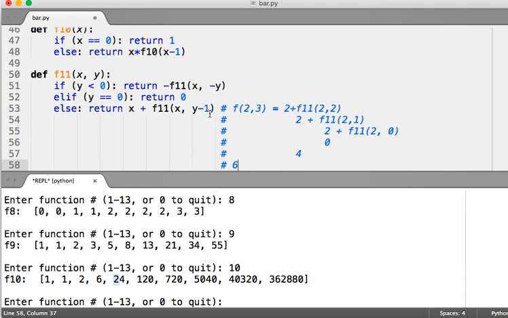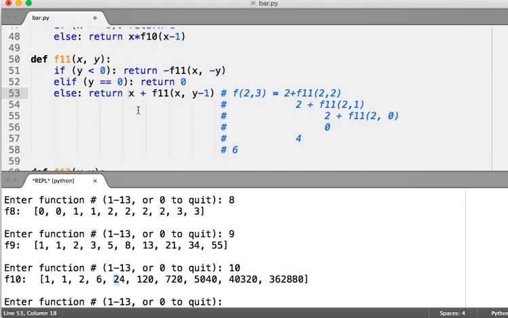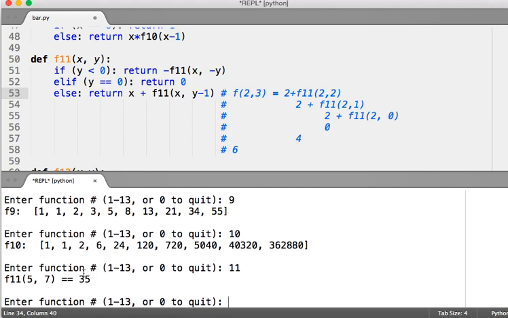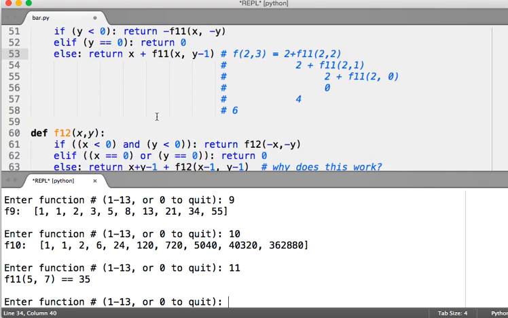And sure, now let's go back and think about what's going on. What's really happening here is x never changes, never. And all that's really happening is y keeps counting down by 1 until it gets down to 0. And all you do is keep adding x over and over again. So you're adding x a total of y times. This is going to be the product of x times y. And if we run f11 of 5 and 7, we get 35, the product of x and y.